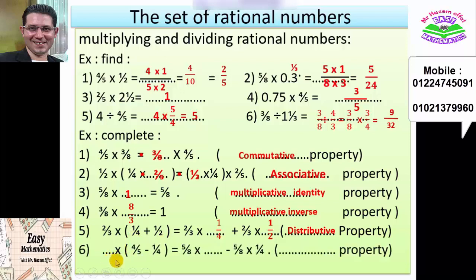Number 6, he gave me here space multiply open brackets 4 over 5 minus quarter equal 5 over 8 multiply space minus 5 over 8 multiply quarter. What about the missing number here? Yes, the other side helps us to find this missing number. It will be the repeated number here. It will be equal, yes, 5 over 8. And what about the first fraction here? Yes, 5 over 8 multiply 4 over 5 minus 5/8 multiply quarter. What about the name? Both of them are the same. It will be distributive also.